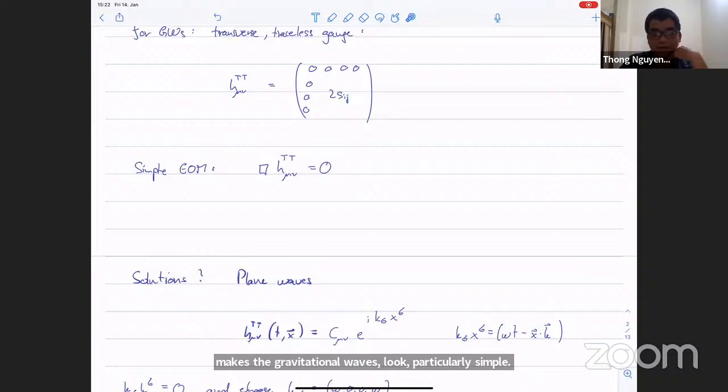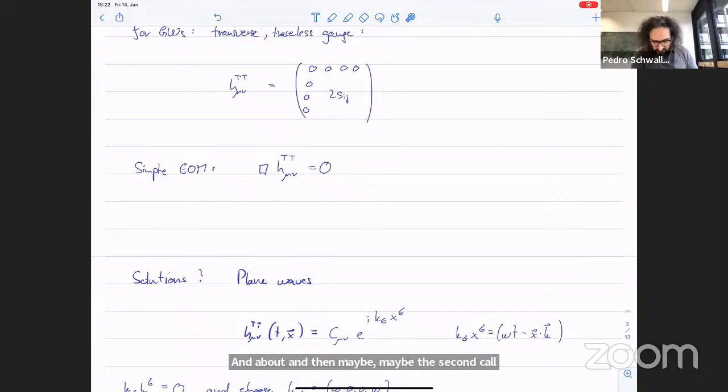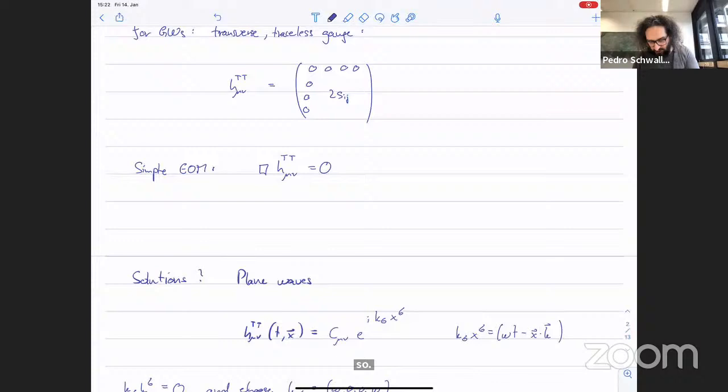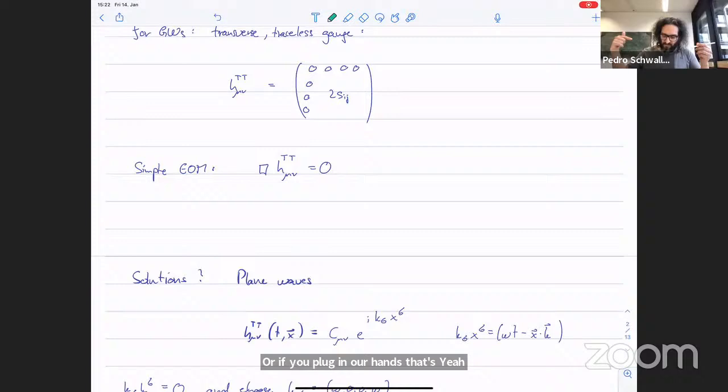Okay. And then maybe the second question. I think this is relatively straightforward. So here, this is our ansatz for the solution, right? When you plug this in the equation of motion, here you have the D'Alembert operator. So these are derivatives with respect to x sigma here. If you plug in our ansatz, what you get is k sigma squared.